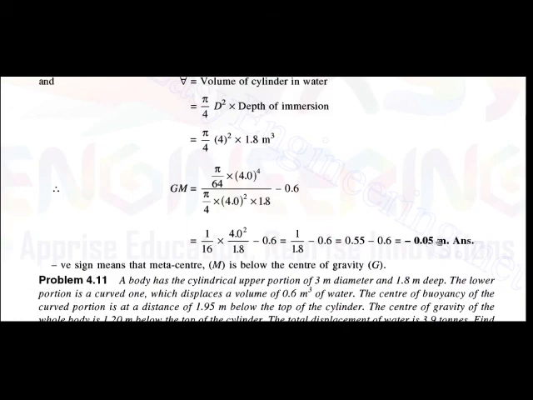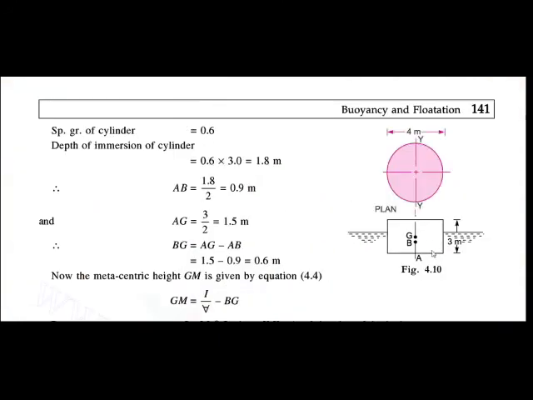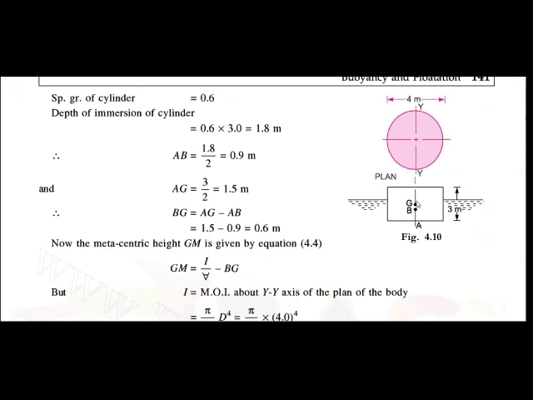So here the value of GM is negative. The minus sign means the metacenter is below the center of gravity. In the figure you can see the value of M. The M is below the center of gravity, so it should be somewhere over here, below the center of gravity.